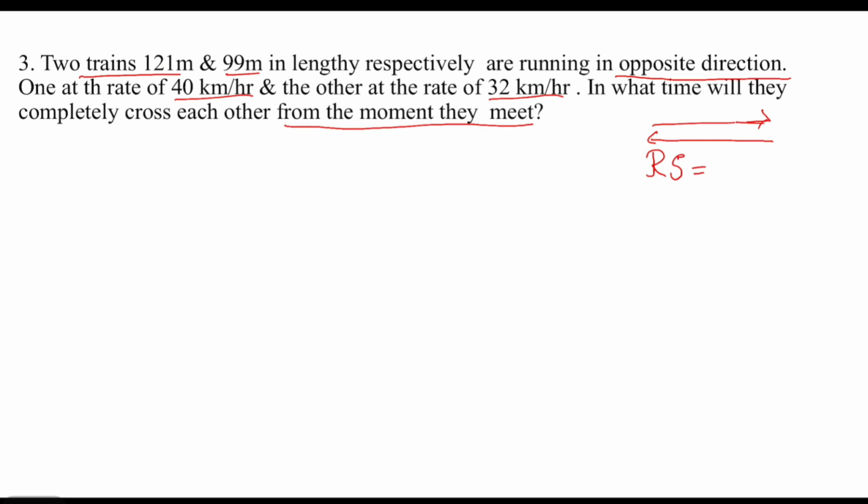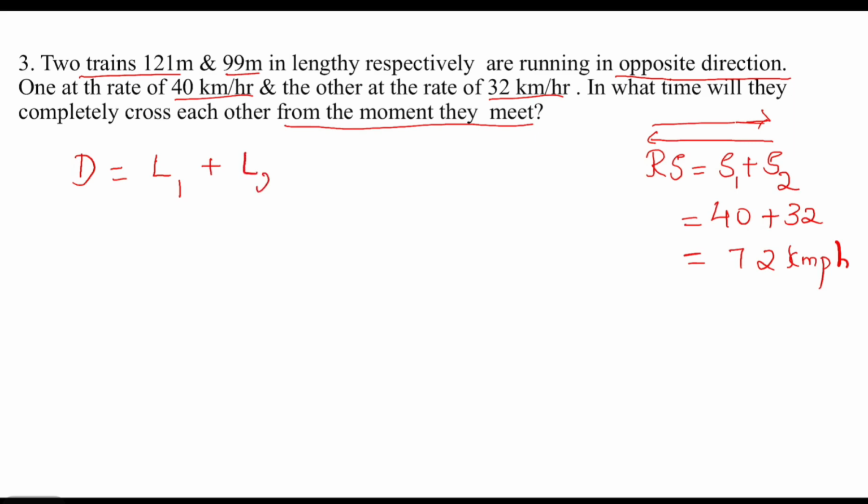So relative speed of two bodies when they are running opposite is given by S1 plus S2. They both get added, speeds get added. So we know speed of first train is 40 km per hour. So it is 40 plus the other speed is 32. So the total speed will be 72 km per hour. So we got speed. Now what about distance? Distance, when two trains cross, is given by length of the first train plus length of the second train. So length of first train is how much? 121 meter plus length of second train is 99 meter. So totally it is 220 meter.